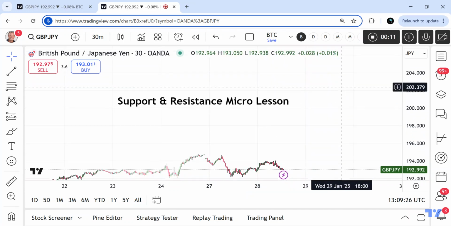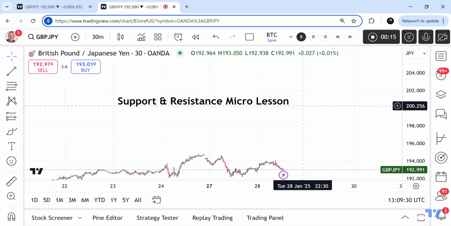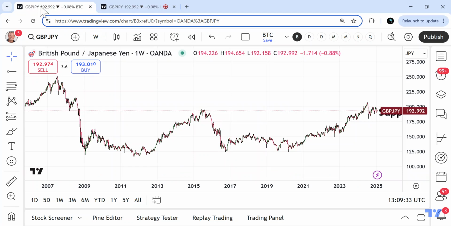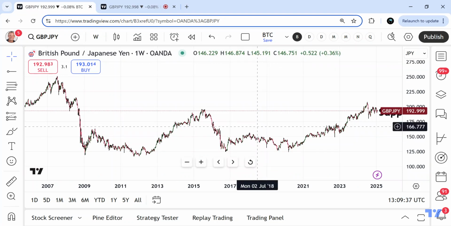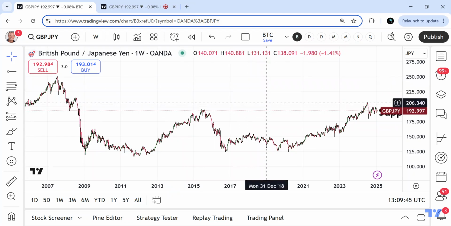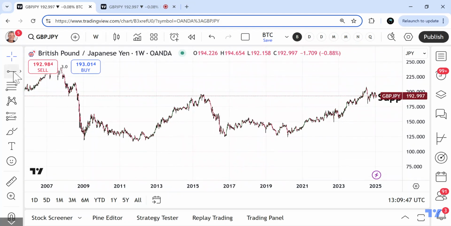This is a micro lesson. We're going to try to keep this 5 minutes and under. So, what is support and resistance? Well, in simple terms, support is an area where price tends to bounce out from, and resistance is where the price will drop back from. Now, let's look at a couple levels where we could spot support and resistance.